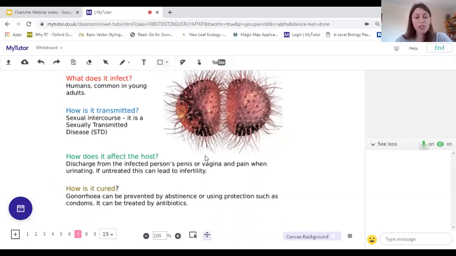It affects the host. It's pretty unpleasant. You can have discharge from the infected person's penis or vagina and pain when urinating. And if untreated, it can lead to infertility. So it's quite aggressive.